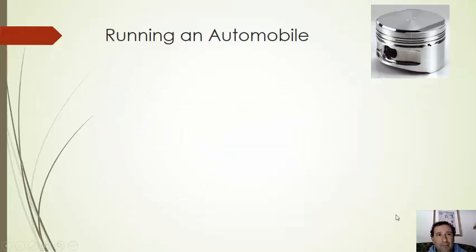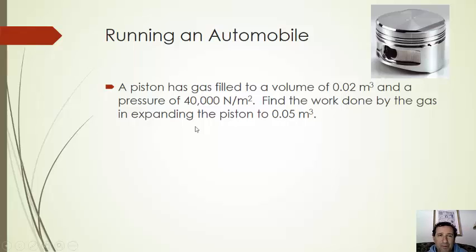Okay, another example. And that's running an automobile. So the question here is a piston has gas filled to a volume of 0.02 cubic meters and a pressure of 40,000 newtons per square meter. Find the work done by the gas in expanding the piston to 0.05 cubic meters.